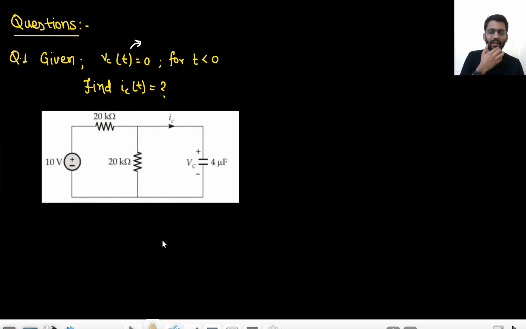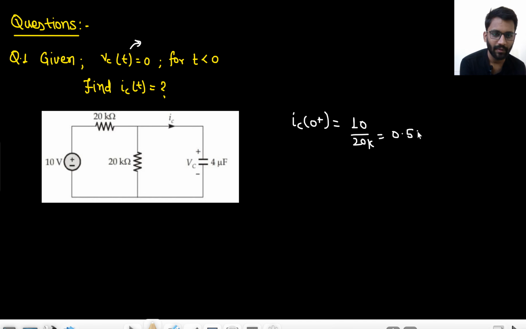Now you need to find IC(t). So tell me, what is the value of IC at t equals 0 plus? That would be 10 by 20k, so it would be 0.5 milliampere, right? And what will be IC at infinity? IC infinity will be 0 only, because the capacitor will be open circuited. So it will be 0.